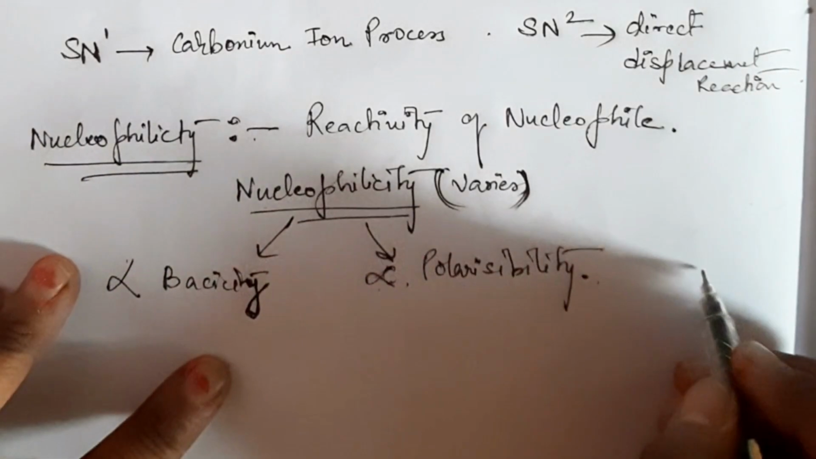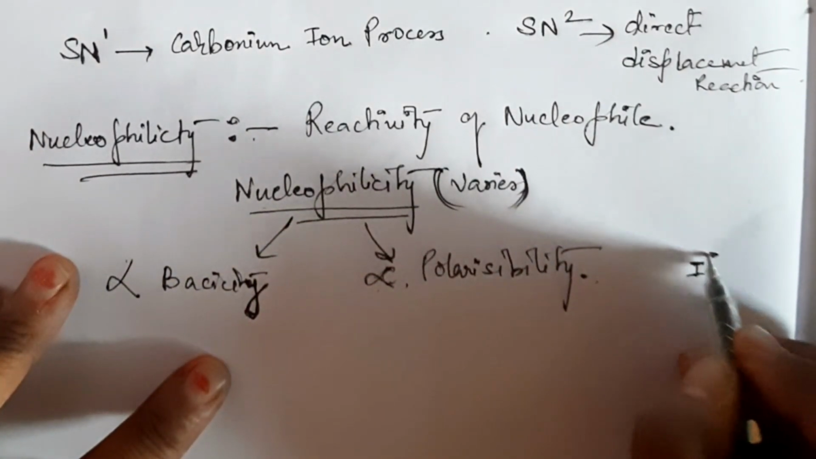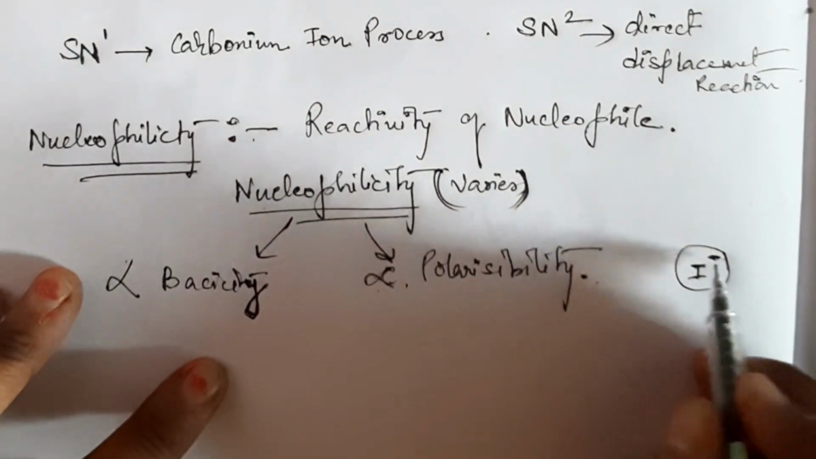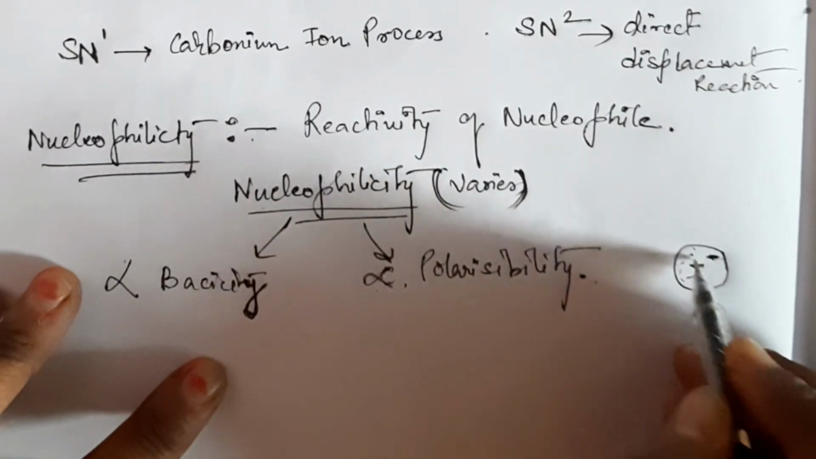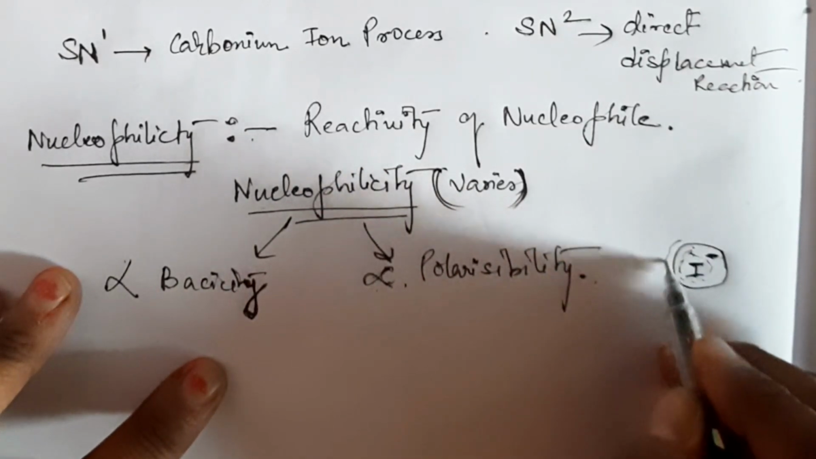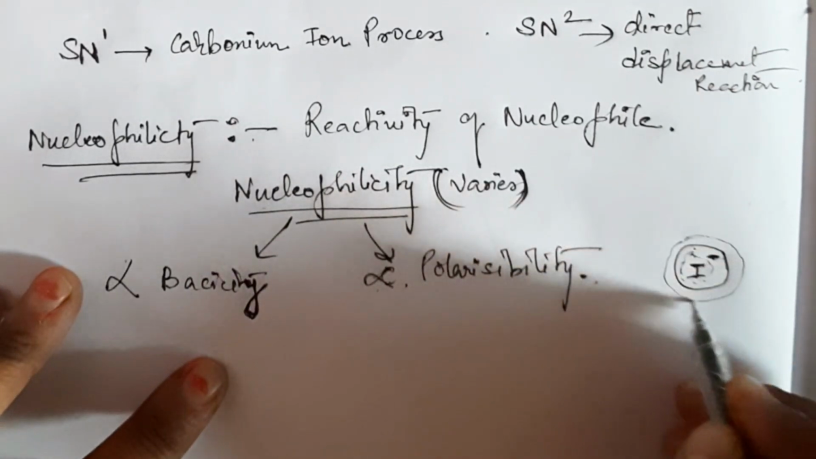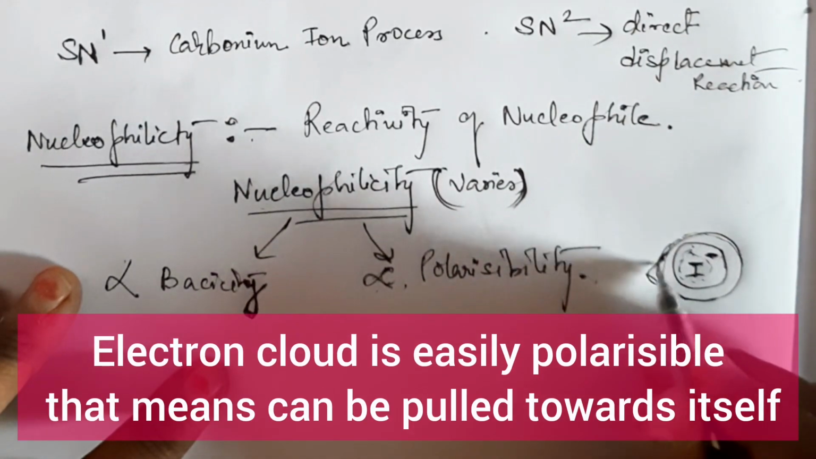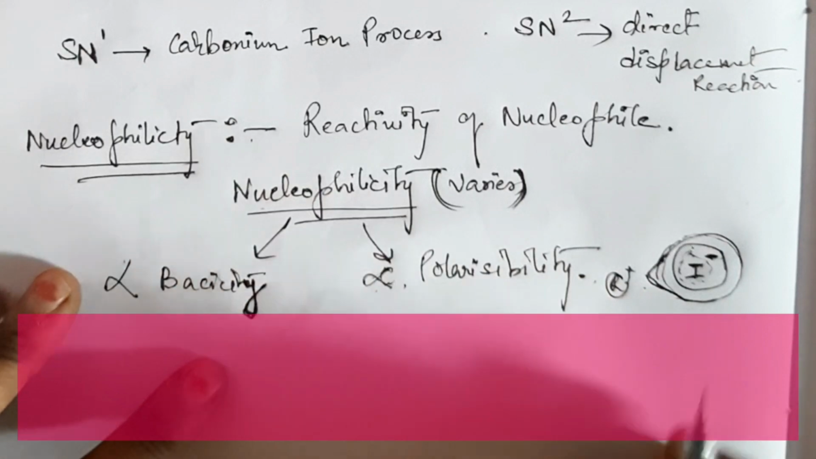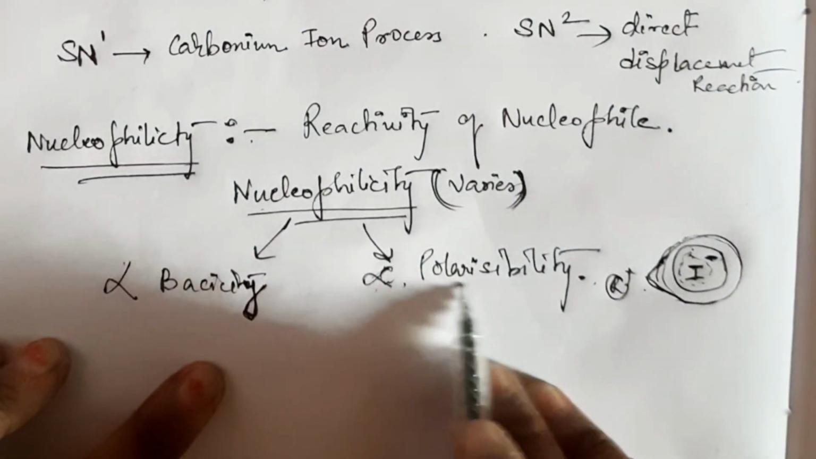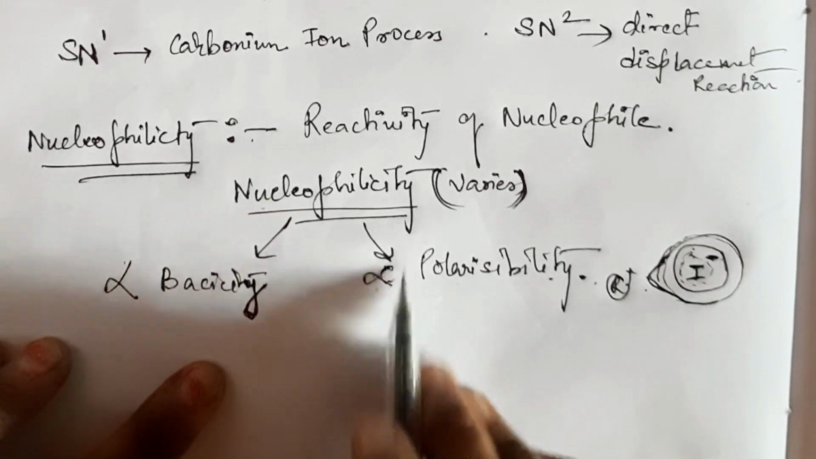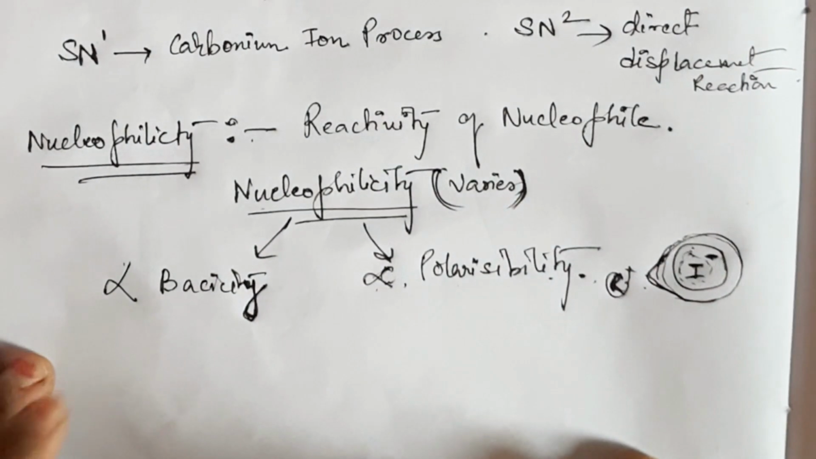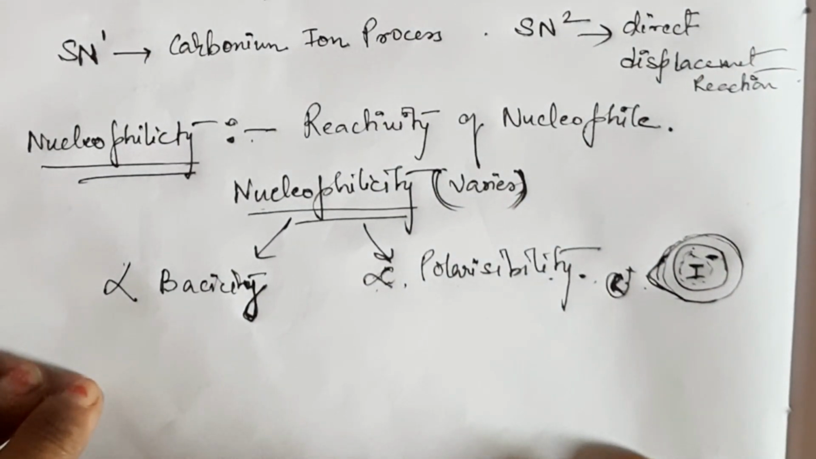Suppose we take the case of I minus. I minus is also a nucleophile, but as we go down the group, the electrons are in higher subshells, so the radius of the ion is more and the polarizability of the electron cloud is more. That means it will get polarized and try to form a bond with the positive alkyl halide. If the polarizability is more, the nucleophilicity of that species is also more, hence it can easily take part in a nucleophilic substitution reaction.